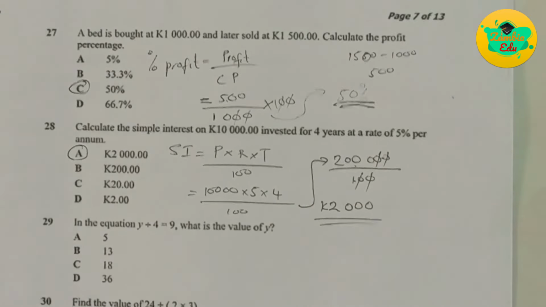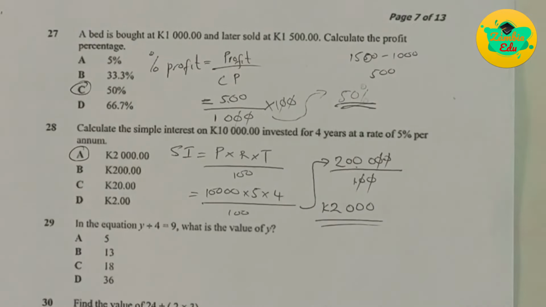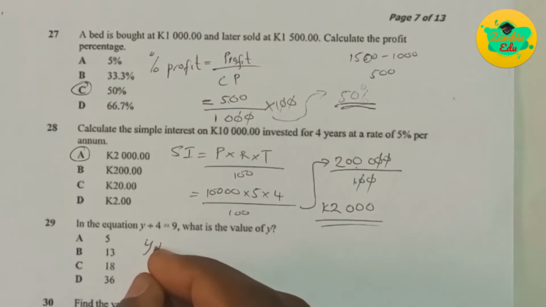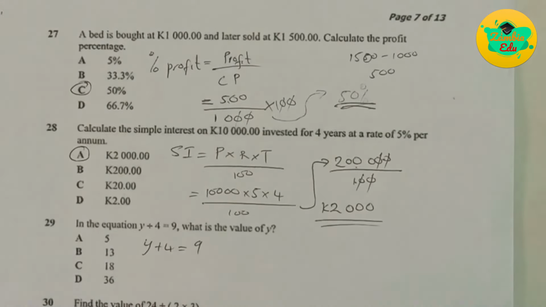Wonderful. We go to question 29. Question 29 says, in the equation y plus 4 is equal to 9, what is the value of y? Okay, so we are looking at y plus 4 is equal to 9.